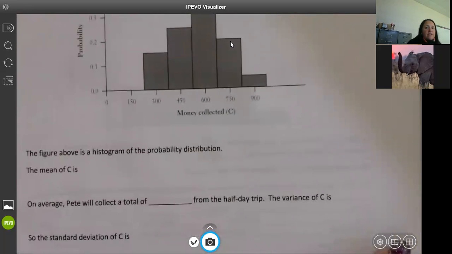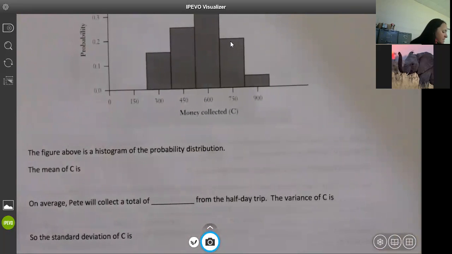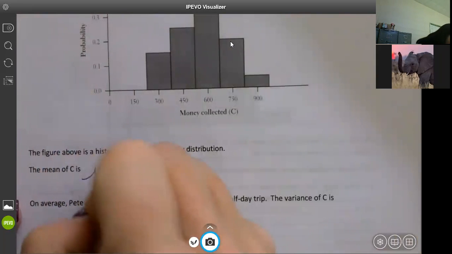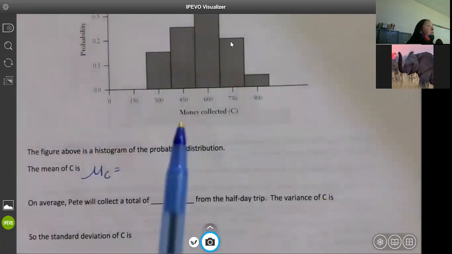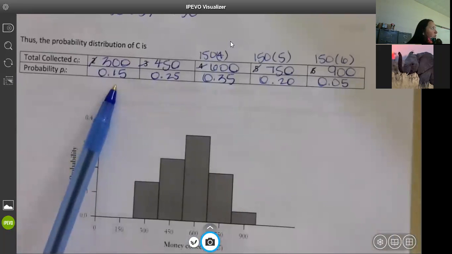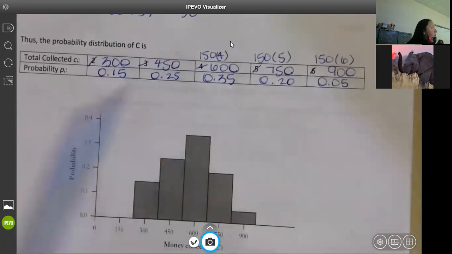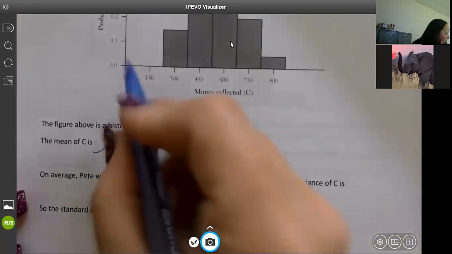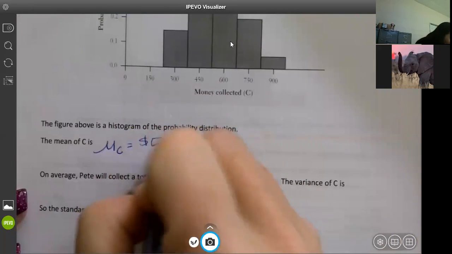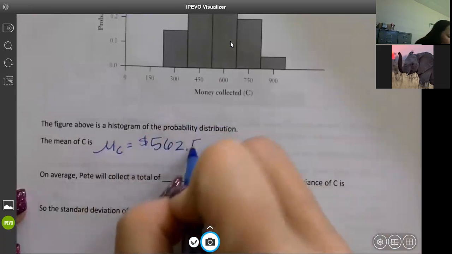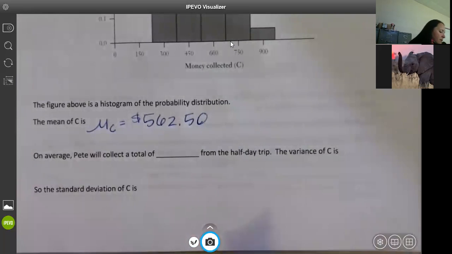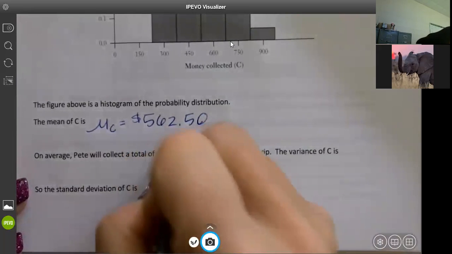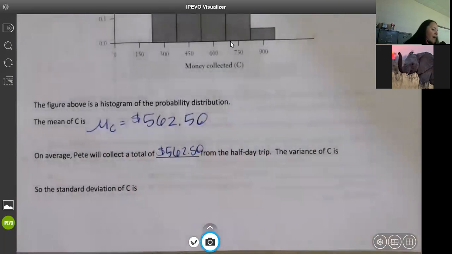The figure above shows the histogram of the probability distribution. The mean of C: when we put these numbers in our chart, I'm not going to make you sit here and work it all out. You would do 300 times 0.15 plus 450 times 0.25, and so on, or put it into L1, L2. That gives you $562.50. To interpret that, on average, Pete will collect a total of $562.50 from the half-day trip.